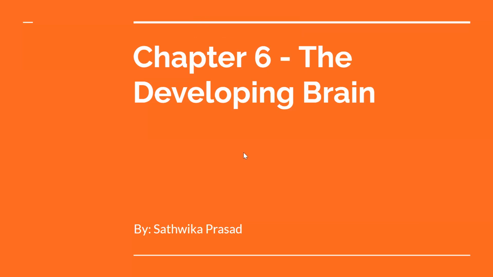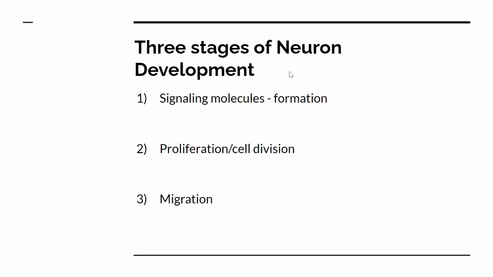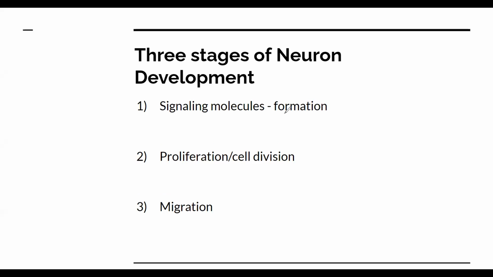In this video, I'm going to be going over chapter 6, which is the developing brain. So first, let's talk about the 3 stages of development. The first stage of development is what's known as formation, right?